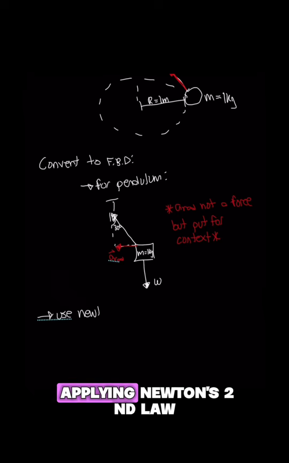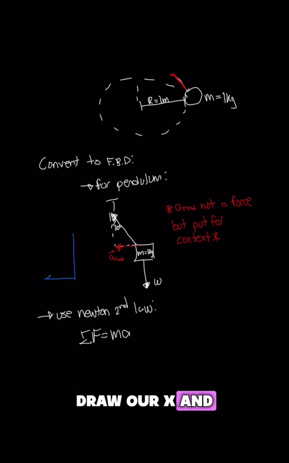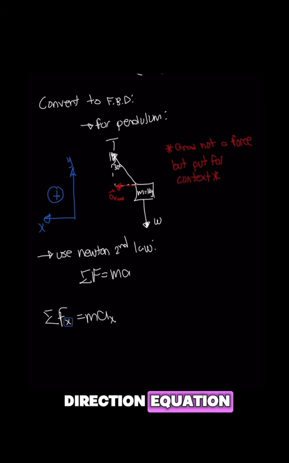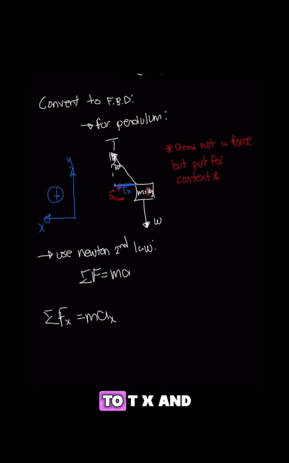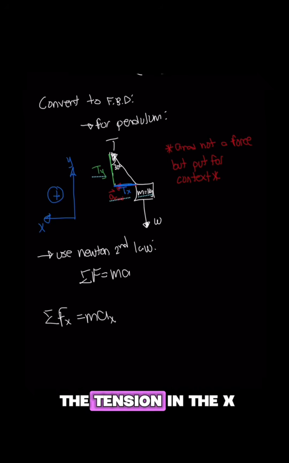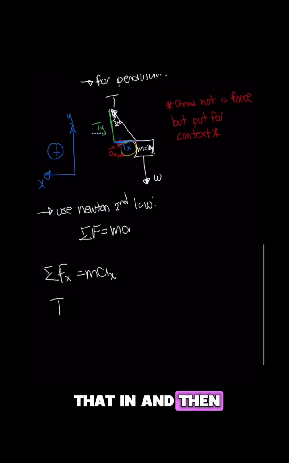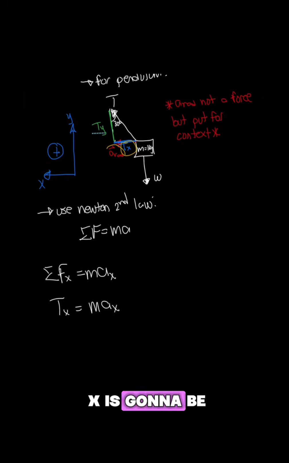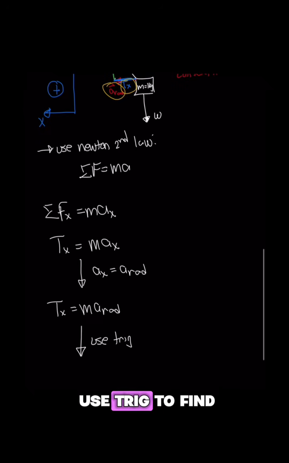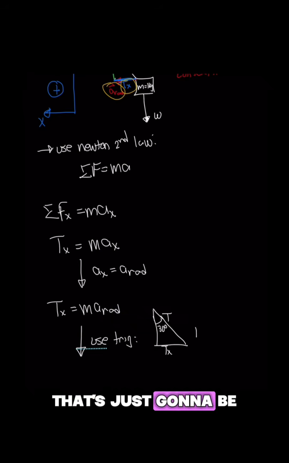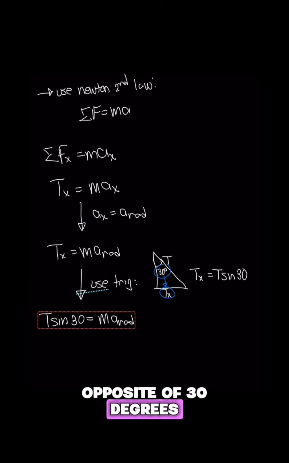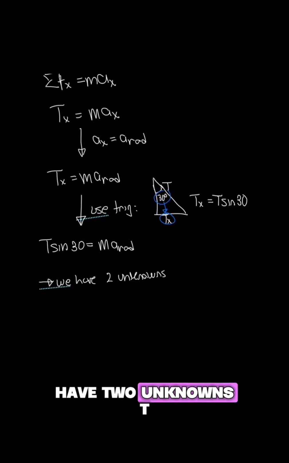We can start by applying Newton's second law. Draw our x and y coordinate system here. We start by looking at Newton's second law in the x direction. So our tension force can be broken down into Tx and Ty. Our sum of forces in the x is just going to be the tension in the x, so we can plug that in. And then we can note that the acceleration in the x is going to be equal to a_rad, so that's why we drew that. And so we can plug that in, and then we can use trig to find the value of Tx. That's just going to be equal to T sine 30 because Tx is opposite of 30 degrees. If we plug that in, we can note that we have two unknowns, T and a_rad.